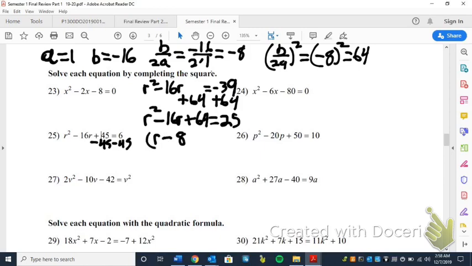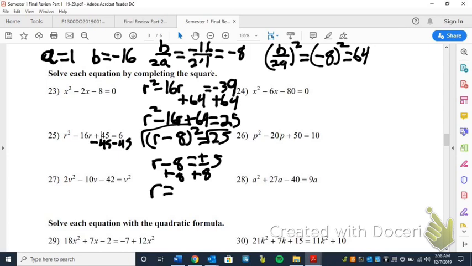Left side factors to r minus 8 squared equals 25. Square root both sides, r minus 8 equals plus or minus 5. Add 8 to both sides, r equals 8 plus or minus 5. So 8 plus 5, 13. 8 minus 5, 3. Those are our answers.